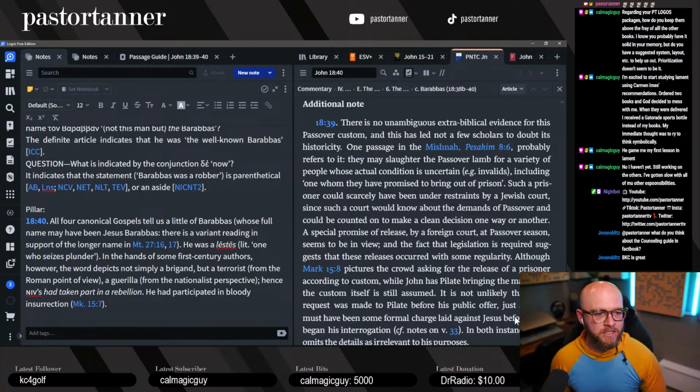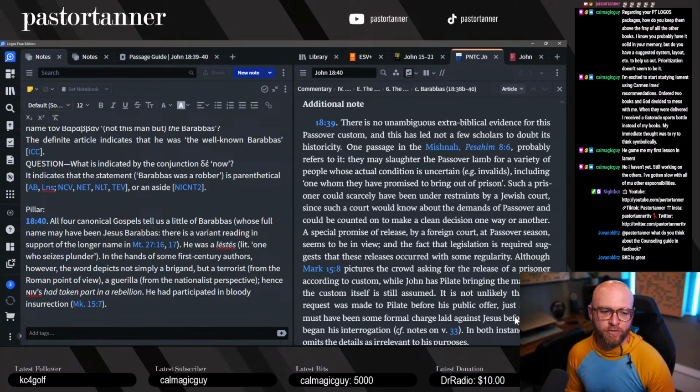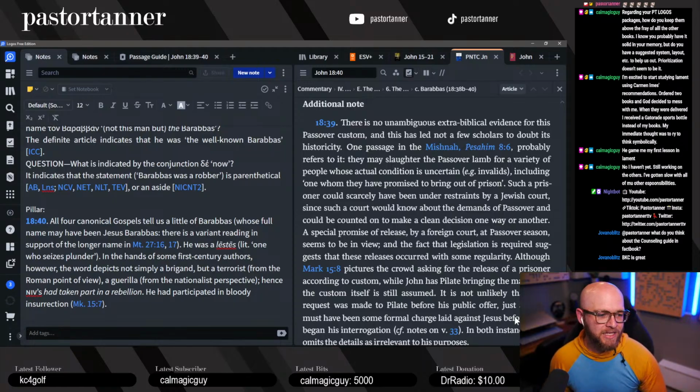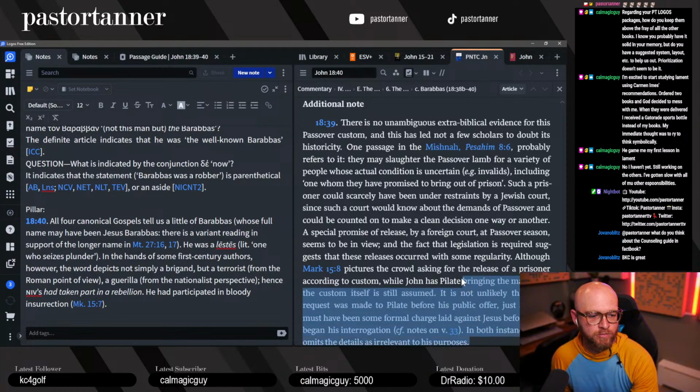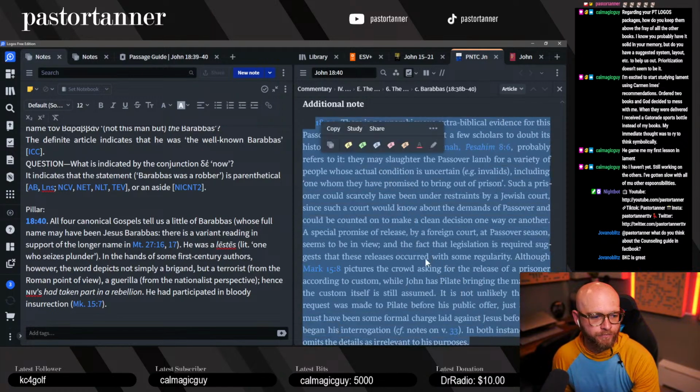Such a prisoner could scarcely have been under restraints by a Jewish court, since the court would know the demands of the Passover and could be counted on to make a clean decision one way or another. Special promise of release by a foreign court at Passover season seems to be in view. The fact that legislation is required suggests these releases occurred with some regularity. Although Mark 15:8 pictures the crowd asking for the release of a prisoner according to custom, while John has Pilate bringing the matter up, the custom itself is still assumed. It is not unlikely that some request was made to Pilate before his public offer, just as there must have been some formal charge laid against Jesus before Pilate began his interrogation.